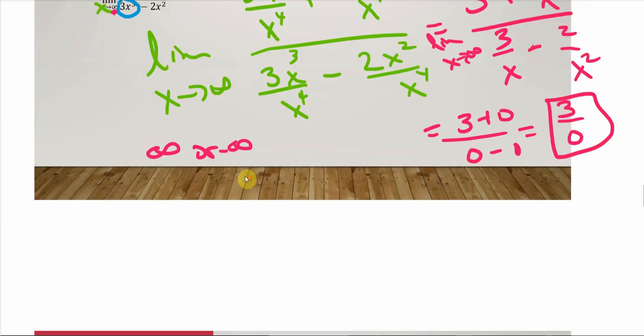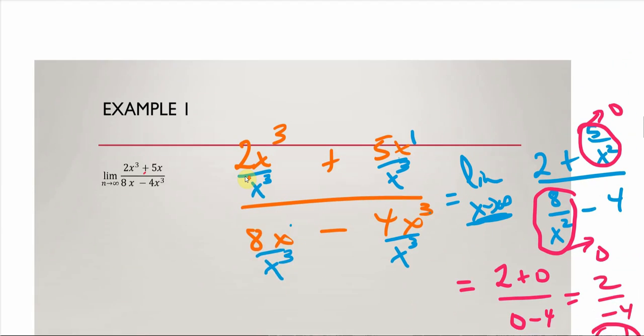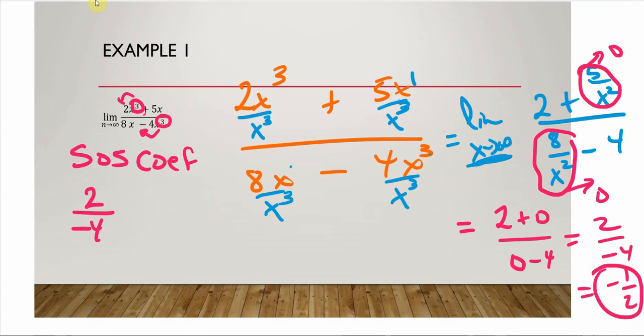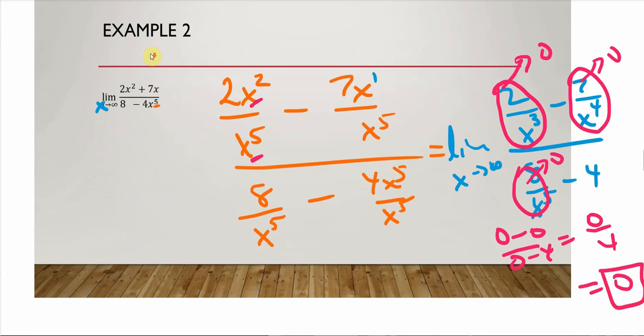So let's go back to the 3 that we have previously done here. In example number 1, I look at the biggest power on top, which is a 3. I look at the biggest power on the bottom, which is a 3. Same over same. So that means it's going to be Soskov, which are the coefficients. So who's the coefficient? This is my coefficient, 2 over, and who's the coefficient here? Negative 4. 2 over negative 4 is going to be negative 1/2. And that is exactly what we got over here. So that one was Soskov.